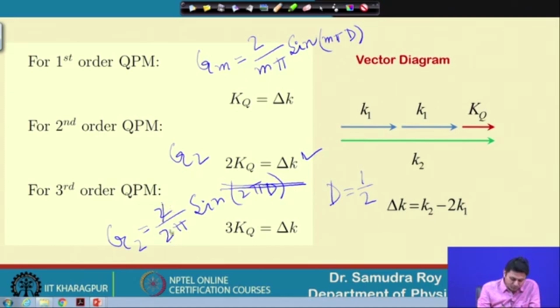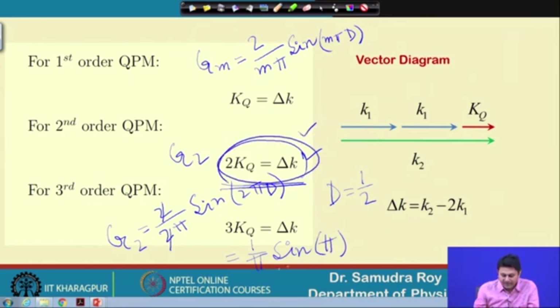This first term 2 will cancel out. So, we will have 1 by pi sine of pi, because D is half, but sine of pi we know is 0. That means, even though we have a second order phase matching condition, we can have G 2, but the contribution of G 2 is 0. So, in second order phase matching, the contribution of G 2 is 0, that means we will not get any kind of second harmonic generation, even though the phase matching is there. Be careful about that, because the coefficient G 2 is going to vanish.